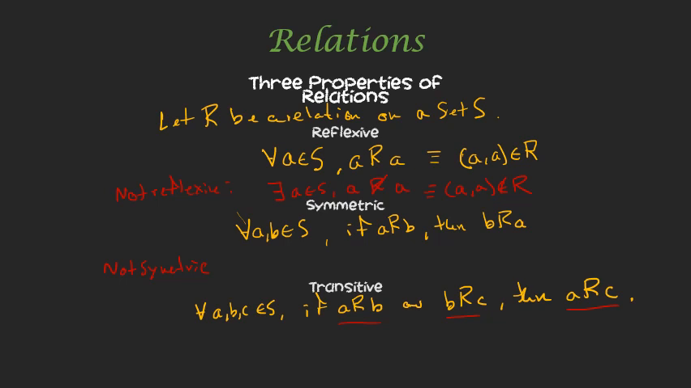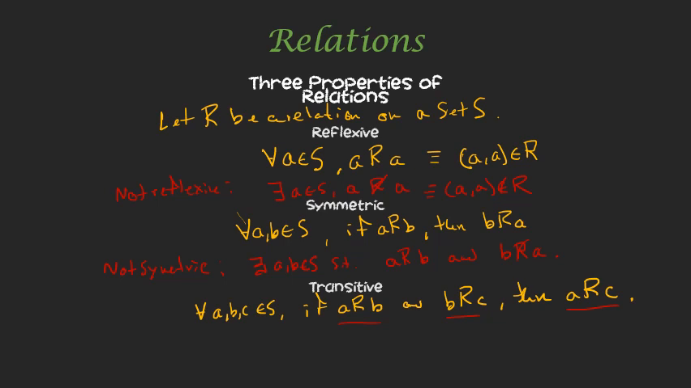What about not symmetric? Here we're negating an implication, a universally quantified implication. So not symmetric would be: there exists a pair A, B in S such that A is related to B and B is not related to A. Notice the negation of the implication here. If, then: I kept the hypothesis and negated the conclusion, B related to A.